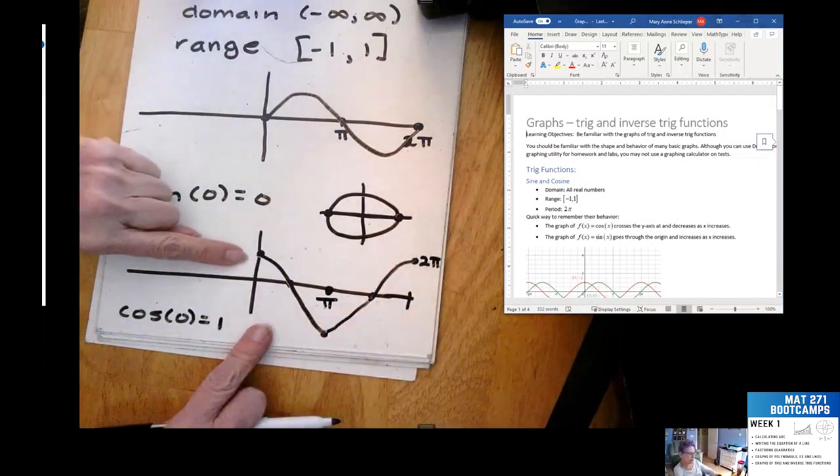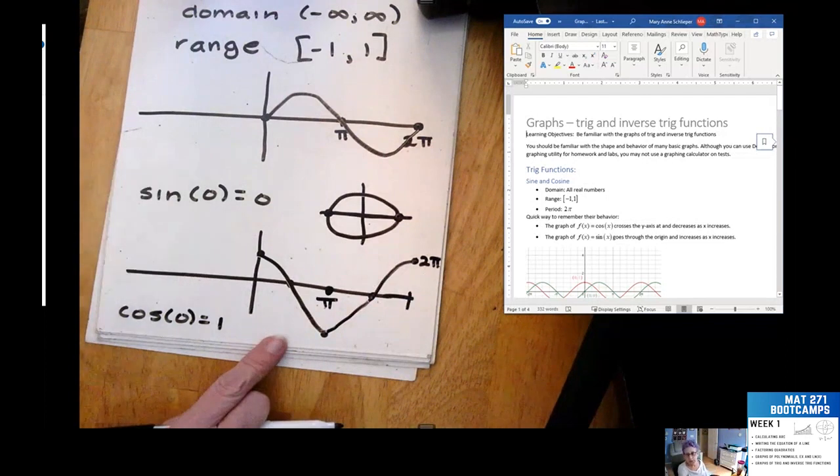So cosine starts at 1 and decreases. Graphs don't have to be perfect, but you could sketch out a nice little idea of what cosine looks like just by knowing that sine starts at 0 and increases, cosine starts at 1 and decreases.